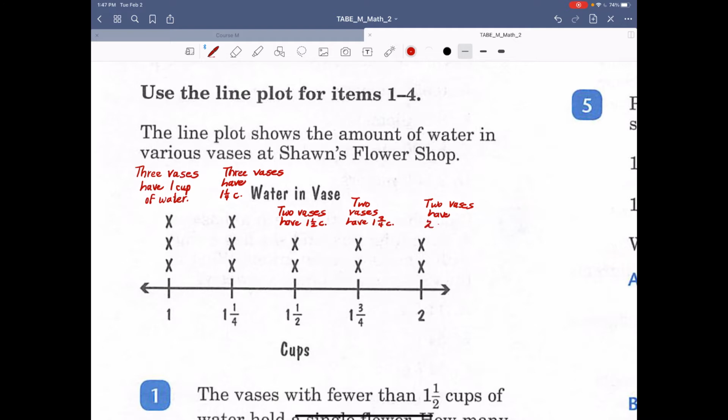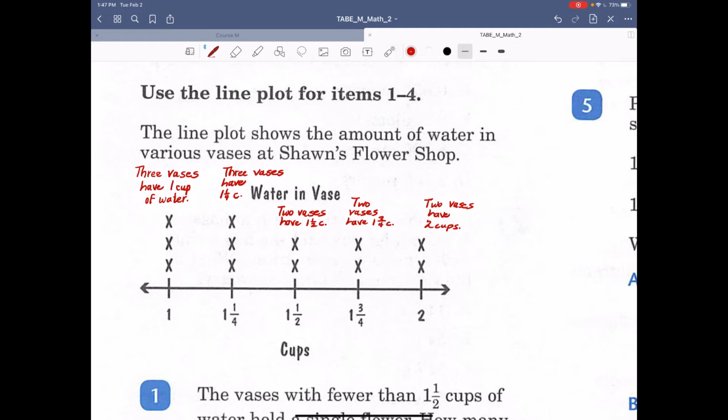Now, if you're taking a test, I do not want you to sit and do this. But we're learning about line plots. So take the time to make sure you know what it's saying. What if they ask me how many vases are in the shop? How would I find that? You would count the X's. You have 3, 6, 7, 8, 9, 10, 11, 12. So we're looking at 12 vases in total and how much water is in each one.